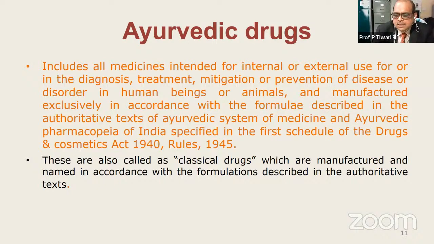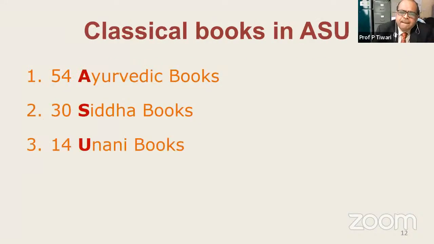I'm referring to the classical drugs. These classical drugs are the ones which are manufactured according to the formulation described in the authentic text. That means the source is probably one of the Nighantu, or one of the authoritative texts. I will not get into that. Yes, ASU, and I'm sure many of you are aware of Ayush, A-Y-U-S-H. If we talk of ASU and the classical books, there are as many as 50 books in Ayurveda, 30 in Siddha, and even Unani, 14. Mind it, when modern medicine was not there, people were surviving and surviving healthy with ASU and these systems.